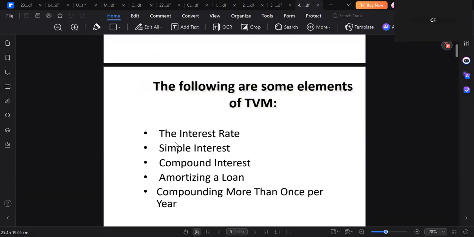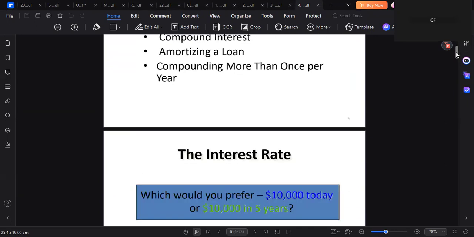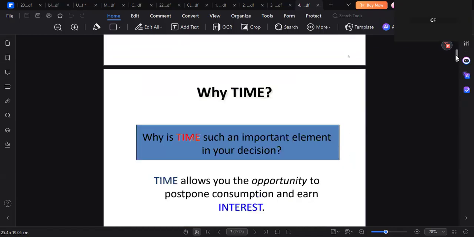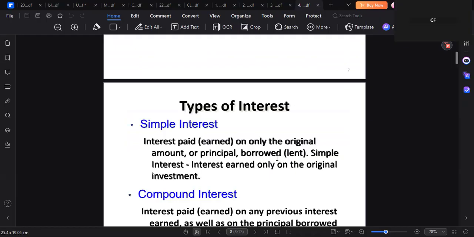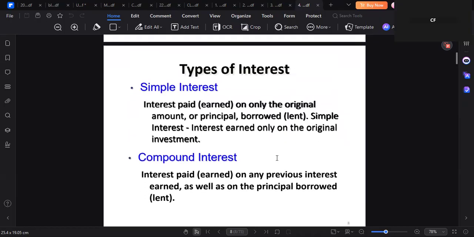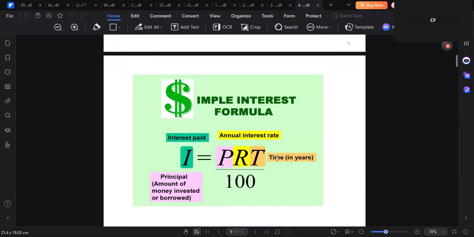So we understand what is interest, what is simple interest, what is an amortized loan, what is to compound. Interest can either be simple or compound interest. Simple interest is interest paid on the original amount lent. Compound interest is interest on the previous accumulated value. So the simple interest formula is given by PTR.